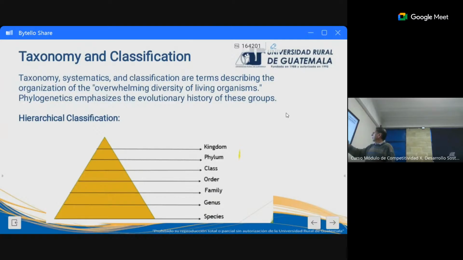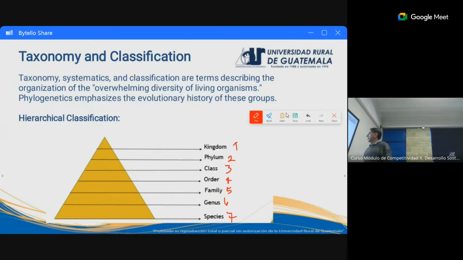Okay. And these are the 7 levels that scientists use in order to classify the plants, from top to bottom: 1, 2, 3, 4, 5, 6, 7 levels. Okay, 7 levels that we use to classify plants, and it's also called taxonomy.